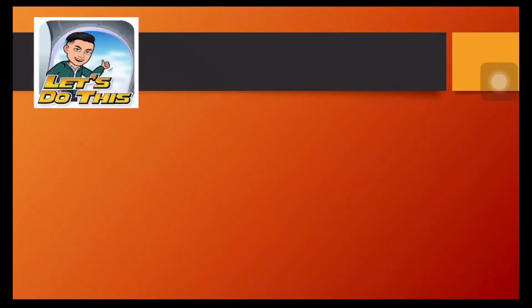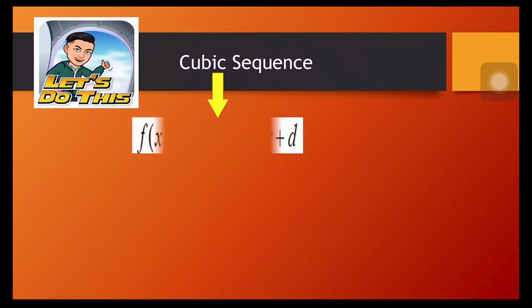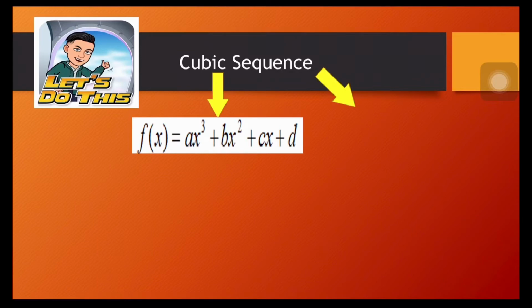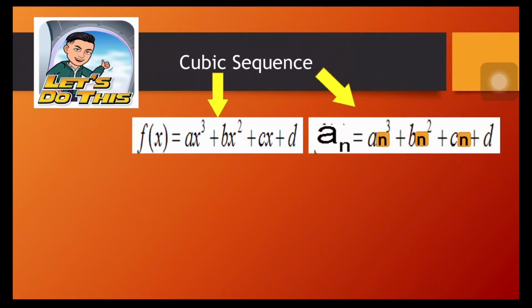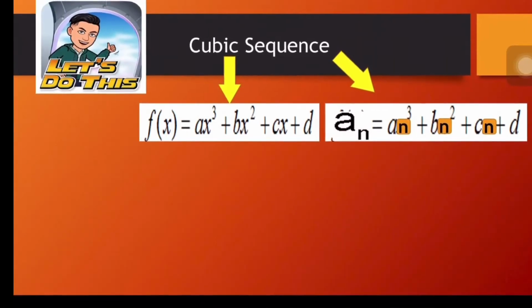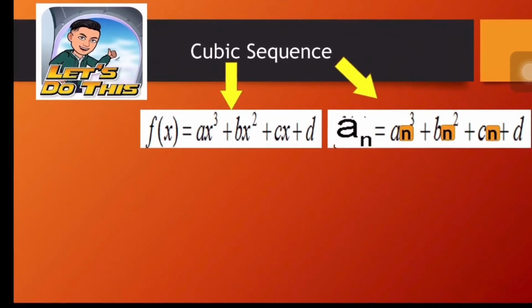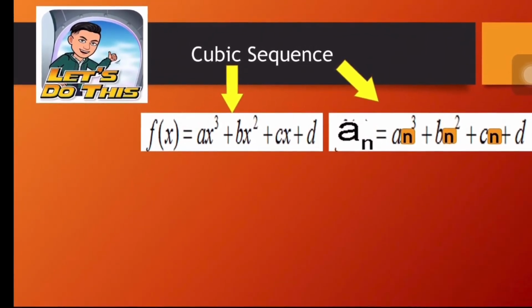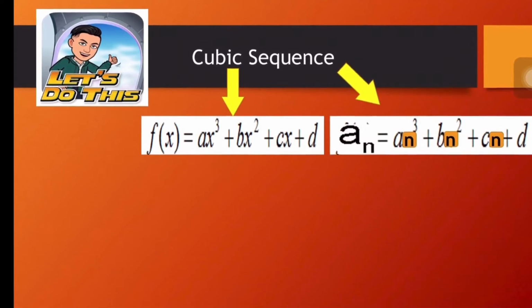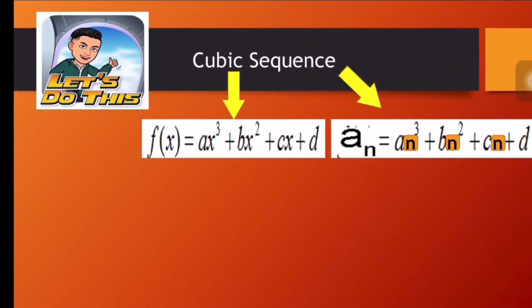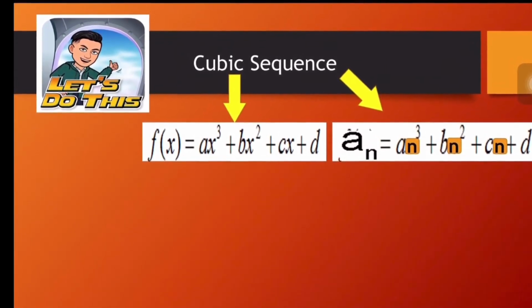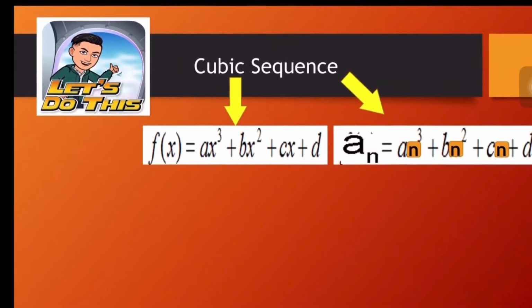Let us now discuss how to create an explicit formula for cubic sequence. As we know, cubic function has a general form of f of x is equal to ax cubed plus bx squared plus cx plus d. In the same manner, cubic sequence has a general explicit form of a sub n is equal to an cubed plus bn squared plus cn plus d. It is obvious that in order for us to have an explicit formula for cubic sequence, we need to find the values of a, b, c, and d.